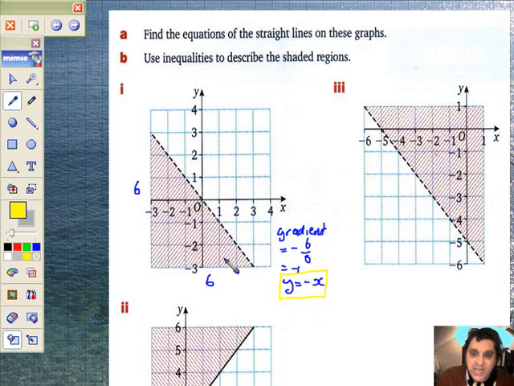And then it wants me to name that region. Well, that's not very difficult. I know that's y equals -x.